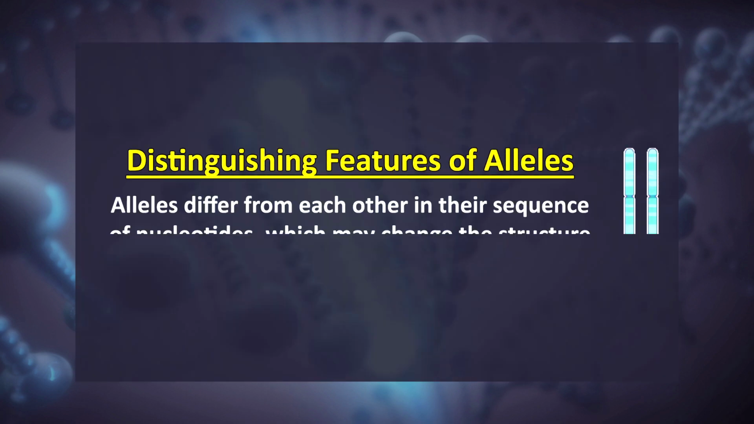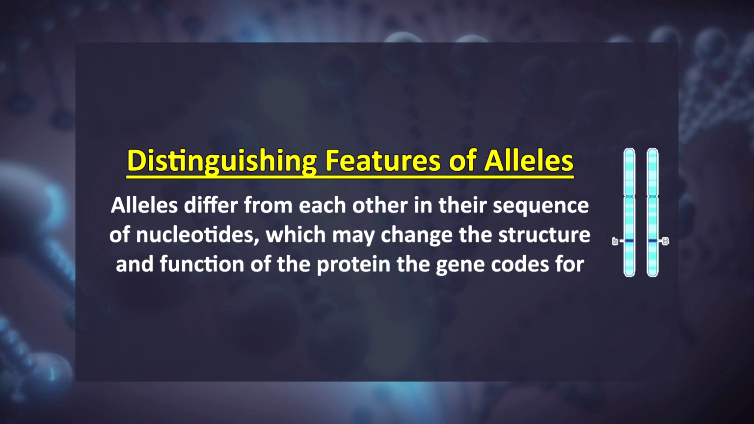Alleles differ from each other in their sequence of nucleotides on DNA, which may change the structure and function of the protein the gene codes for. Because of this, different alleles may have different effects on an organism's appearance or ability to survive. These effects can be helpful, harmful, or neutral.